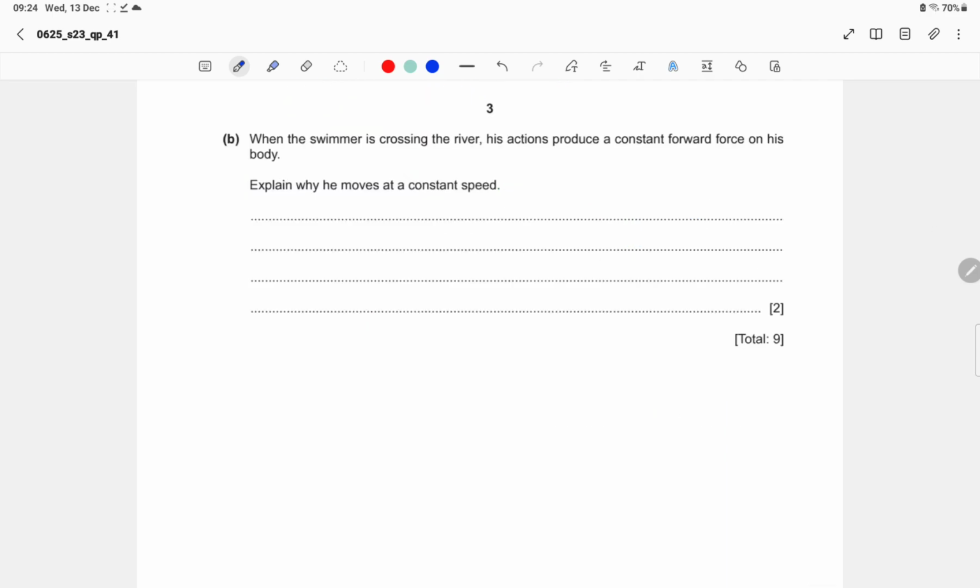And when the swimmer is crossing the river, his action produces a constant forward force on his body. Explain why he moves at a constant speed. Because of the friction or resistive force, or you can say that both forces are balanced, or you can say no resultant force.